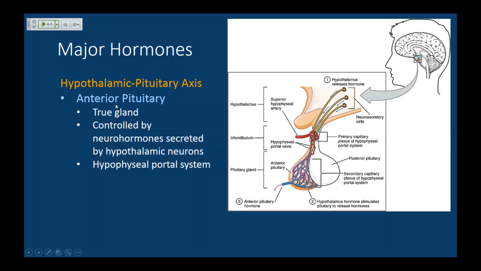We have the anterior pituitary, and the anterior pituitary is a true gland. It is true glandular tissue. That's important to know. And the secretion of this glandular tissue's hormones is controlled by the neurohormones that are secreted by the hypothalamic neurons. Hormones up here, traveling down to the anterior pituitary, modulating its function.